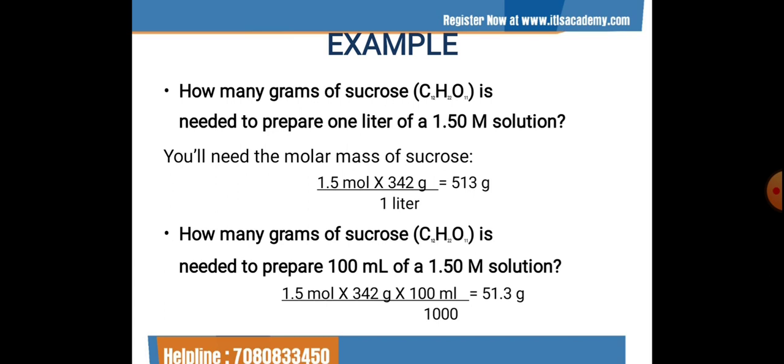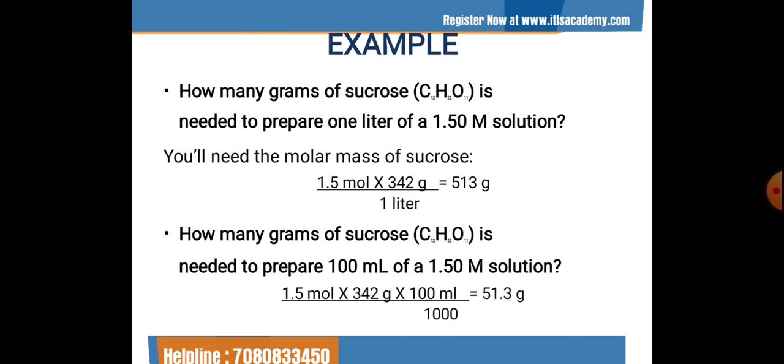For example of molar concentration, if you want to make a sucrose solution, there are examples. First: how many grams of sucrose is needed to prepare 1 liter of 1.50 molar solution? You will need the molar mass of the sucrose. Therefore, for sucrose you have to calculate it, as I have told you how to calculate the molecular weight of a particular chemical.